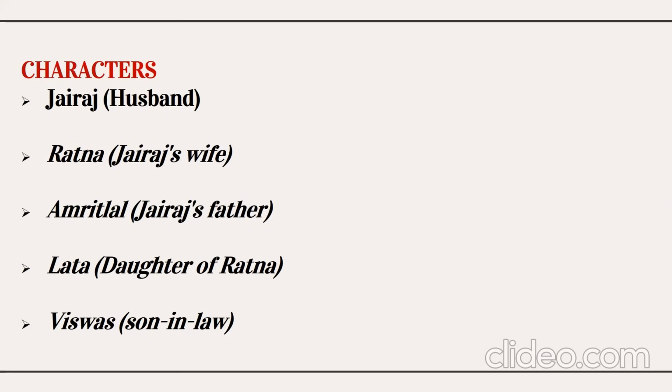Jairaj and Ratna have to live within the control of Amritlal, who is the father of Jairaj. Now, what is the importance of dance for Amritlal? Amritlal thinks that dance is a profession of a prostitute. According to Amritlal, dance is a profession of prostitutes, and he does not want his daughter-in-law to learn dance and make a career out of it. Similarly, he cannot imagine that his son Jairaj should also learn it and make a career of it. So he's totally against the profession of dance.